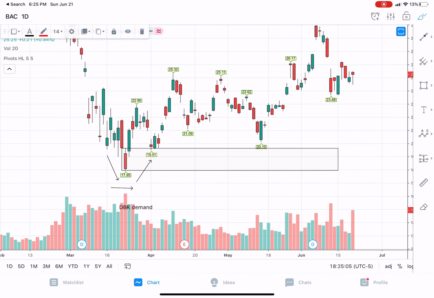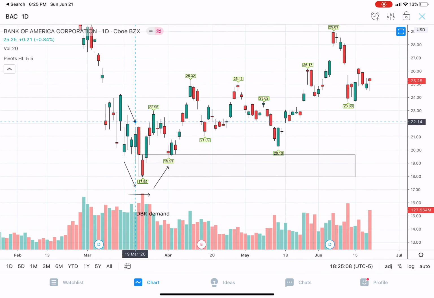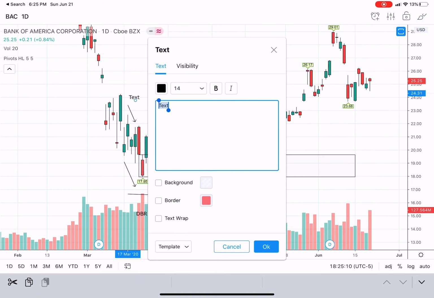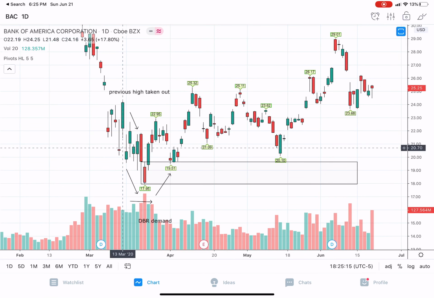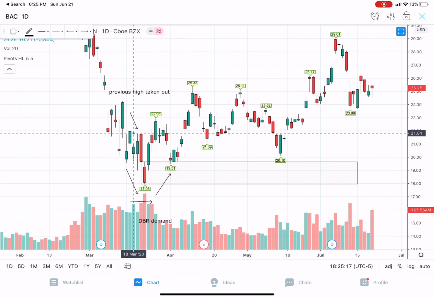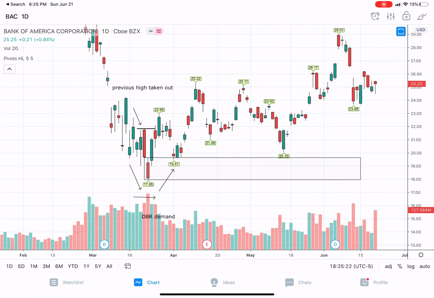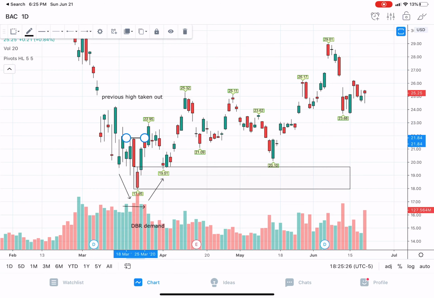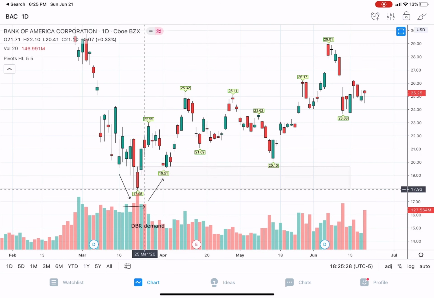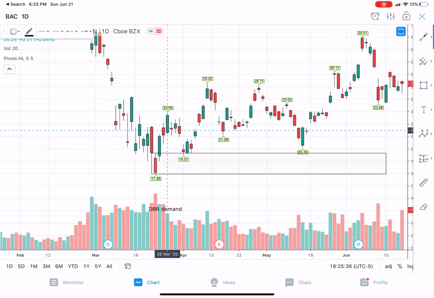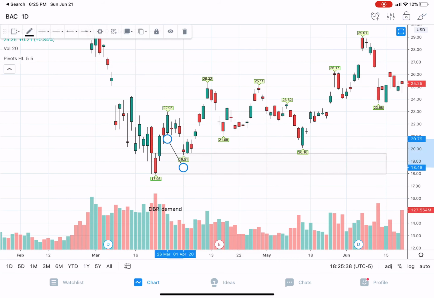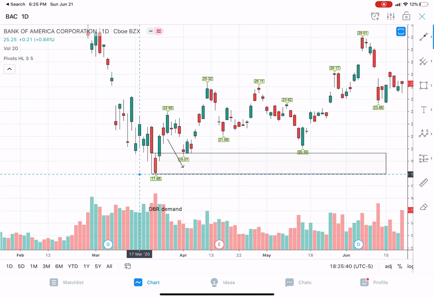drop-base-rally demand. We can call this the previous high. Previous high taken out. Previous high was taken out over here, which confirms the level. So we know that this demand is valid. So we would want to patiently wait for the retracement into demand. And we get the retracement into demand right here, into the valid drop-base-rally demand.